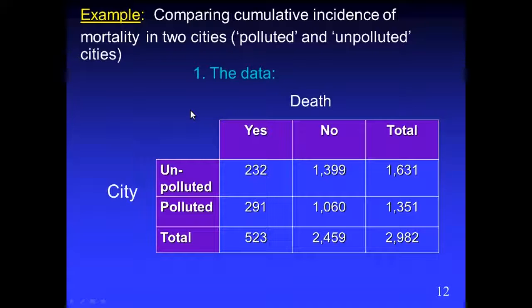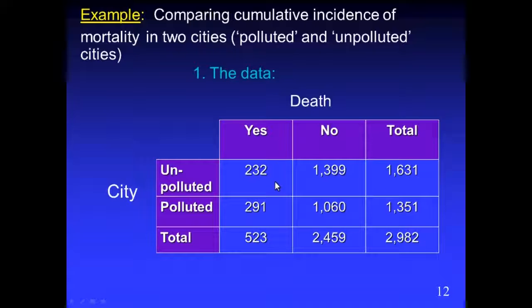So I'm going to use this example, and I've modified this somewhat from an example that occurs in your book. In this instance, we're going to be talking about a comparison of a polluted city and an unpolluted city, and so the question, of course, is what is the difference that the pollution makes? So we compare these two cities, and we're able to count the numbers of deaths occurring in the cities.